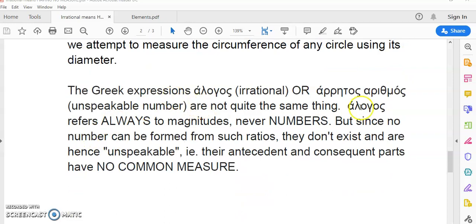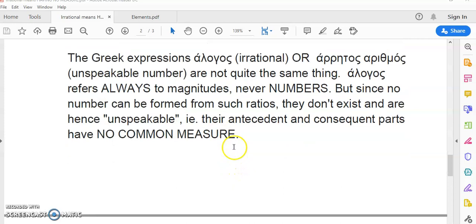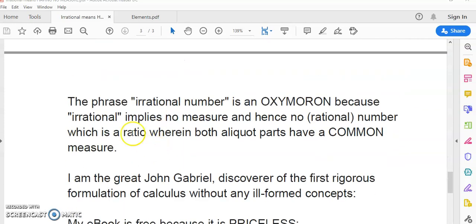The expressions alogos or arithmos arrhetos, unspeakable number, are not quite the same thing. Alogos always refers to magnitudes, never numbers. But since no number can be formed from such ratios, they don't exist and are hence unspeakable. Very logical, isn't it? So that means their aliquot parts have no common measure. The phrase irrational number is in fact an oxymoron because irrational implies no measure and hence no number or rational number, because the only true numbers are the rational numbers. There is no such thing as an irrational number.